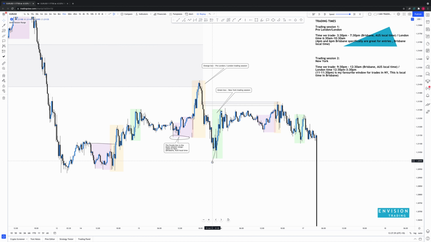So there is a reason why this is the case. When the banks open, they initiate their positions. So London open, they place orders. And we want to follow in the banks and financial institutions' footprints. So in order to do that, we need to trade when they are placing their trades, which are these times.